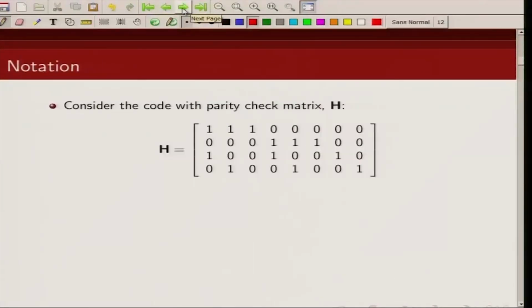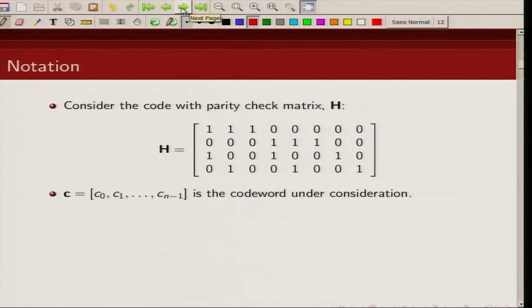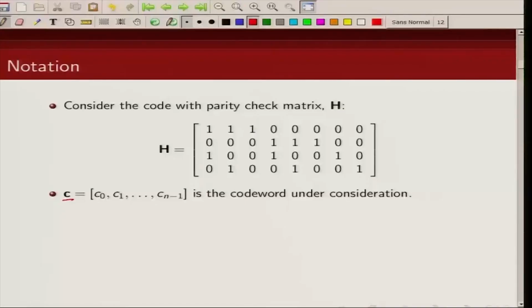So let us consider an example. So this is our parity check matrix. We will first describe the notations that we are going to use, and then we will state the decoding algorithm and the corresponding equations, and then we will illustrate using one example. So we are using C to denote our code word. So this is an n bit code word, C0, C1, C2, up to Cn, that is our code word.